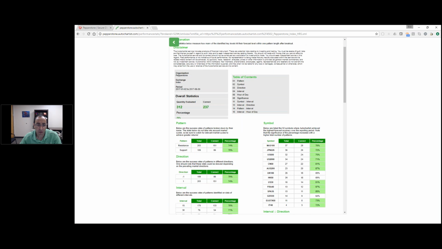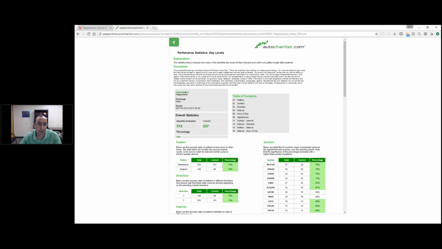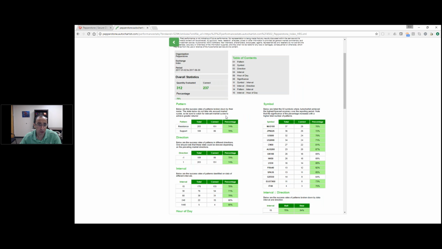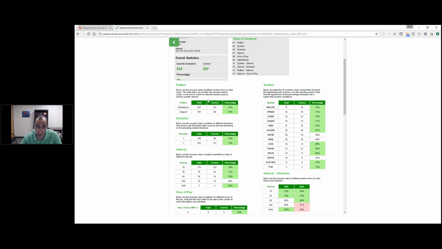Key levels, we've identified about 312 of them. This is for Pepperstone on the indices. Okay, this is not Forex, this is on indices. We've identified around 312, around 237 were correct, or they hit their target price, right? And we can see what was doing better, what was doing worse over the last 6 months. Of course, this is just support and resistance. There's not a lot of different chart patterns, but you can see in general, we've done pretty well.